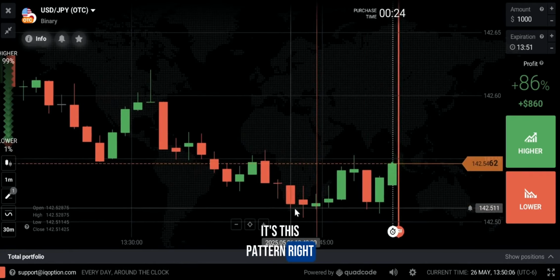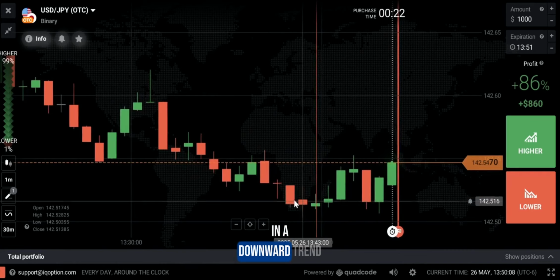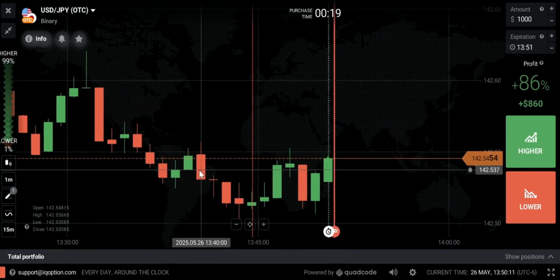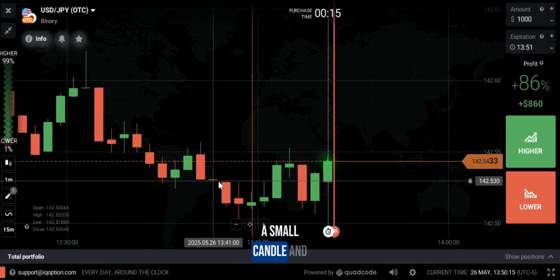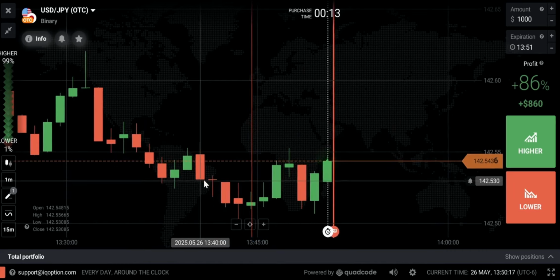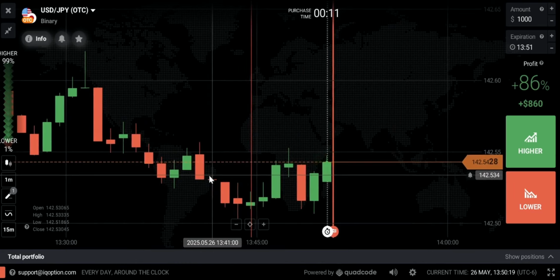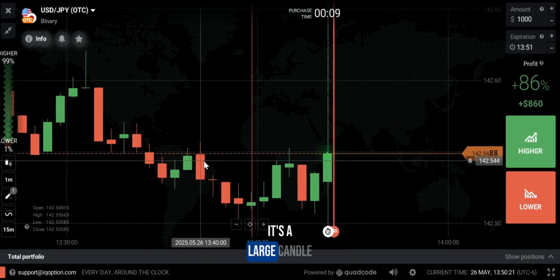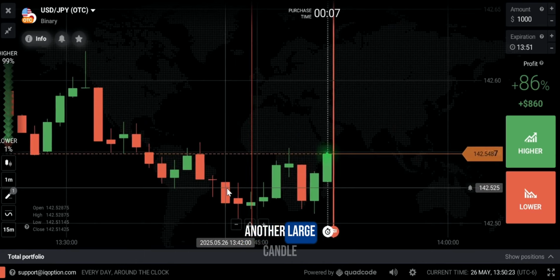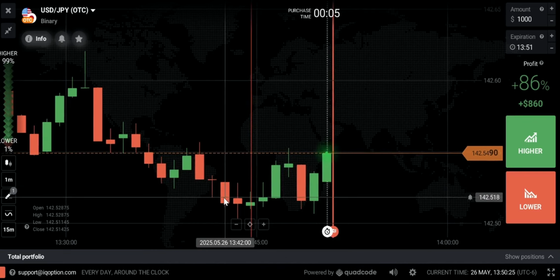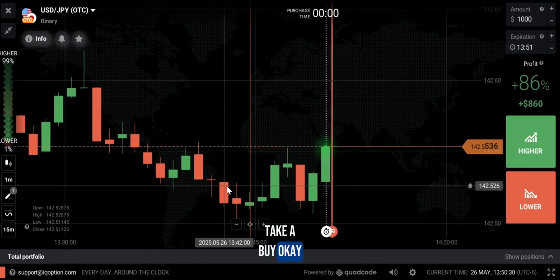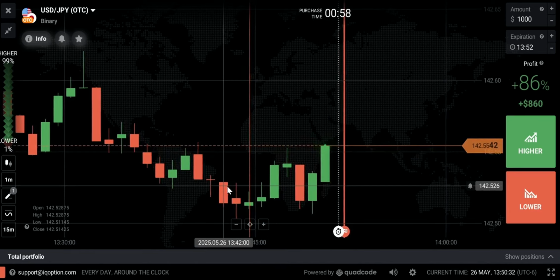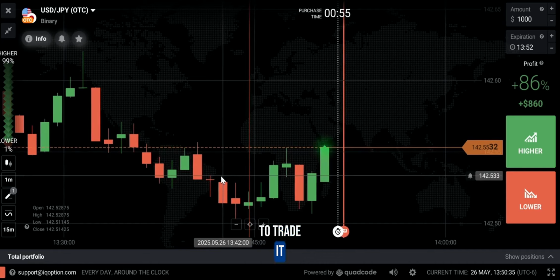So what is this pattern? It's this pattern right here. Here we have it in a downward trend, okay? It starts from here. It would be a large candle, a small candle, and then another large candle. That's the pattern, okay? That's all there is to it. It's like a candle sandwich. So after we see this pattern, we would take a buy. That's the easiest way to trade it.